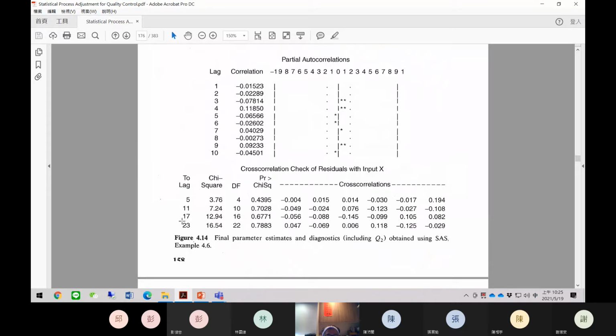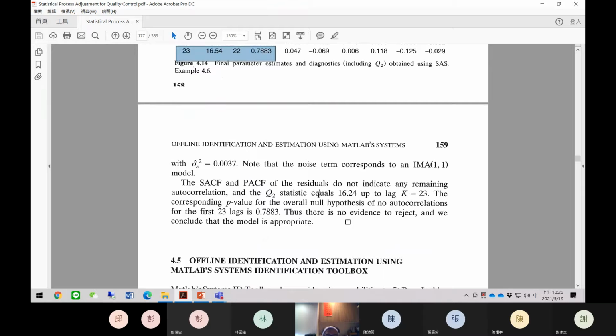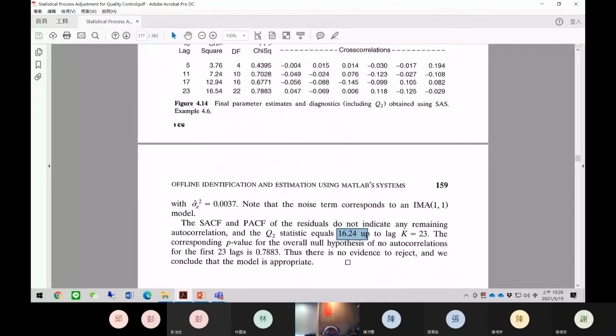Oh, no. Should be, hold on. Parameter, oh, this is final. Final parameter estimate diagnosis. This is Q2 right here. I'm sorry, my mistake. Q2 right here should be this. Okay. The p-value is so big, and up to lag 23, 16.54. This is 16. Yeah, I know. This is 1624. How come? Am I getting something wrong?